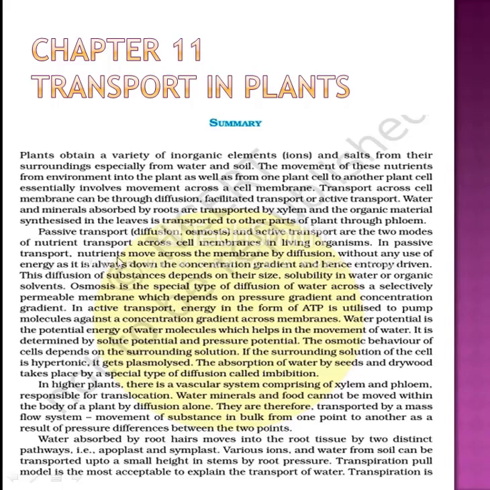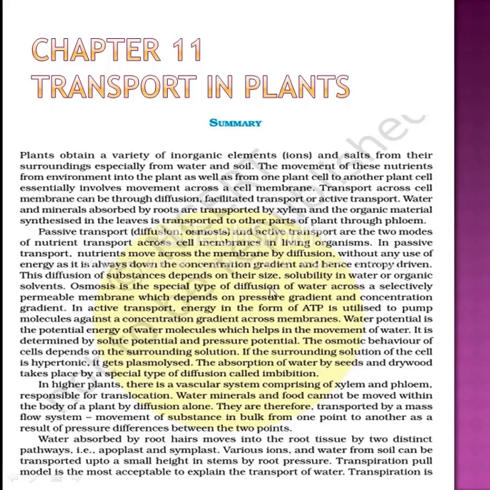In passive transport, nutrients move across the membrane by diffusion, without any use of energy, as it is always down the concentration gradient and hence entropy driven. This diffusion of substances depends on their size and solubility in water or organic solvents.